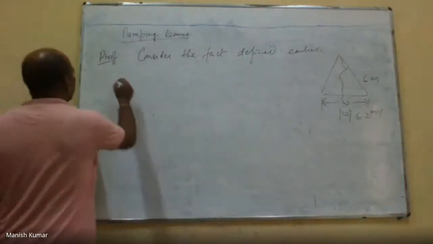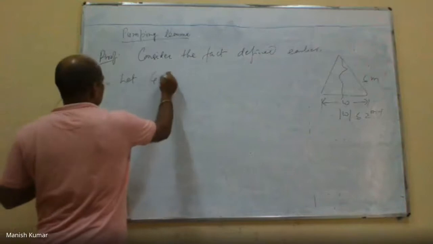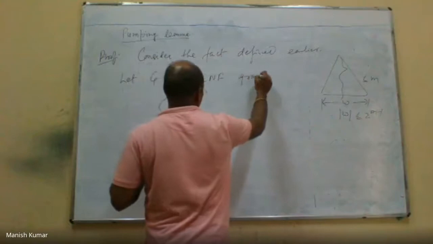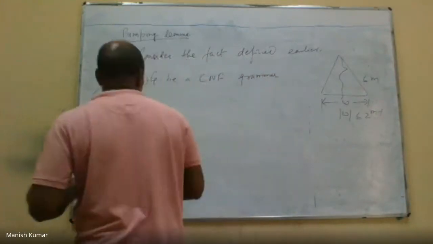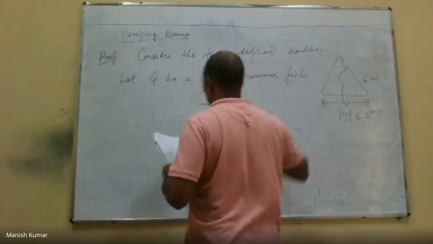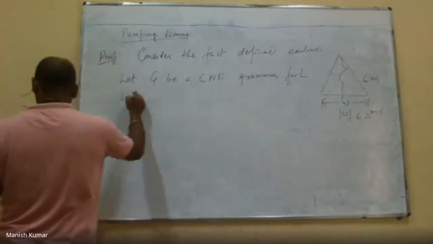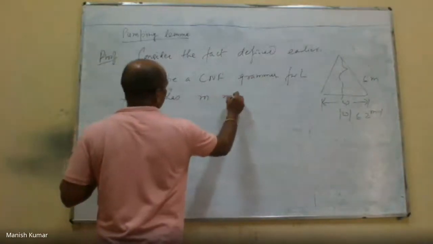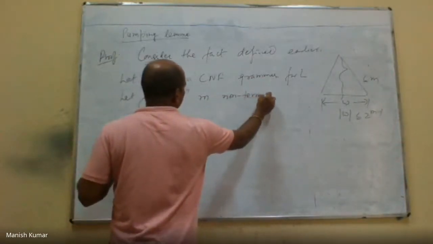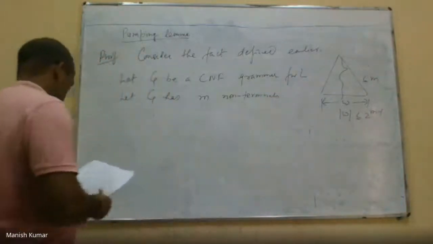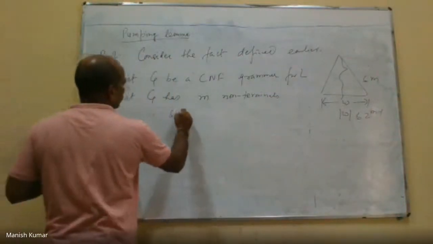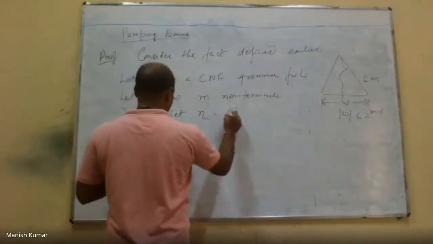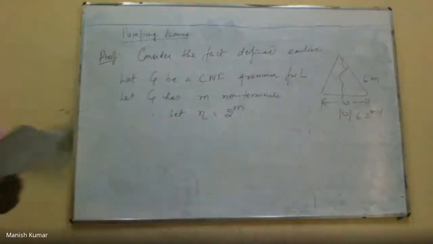So suppose G is a CNF grammar for L, and G has m non-terminals. This is what we have. According to the pumping lemma, I have to find this m.